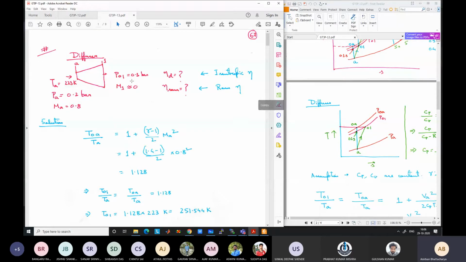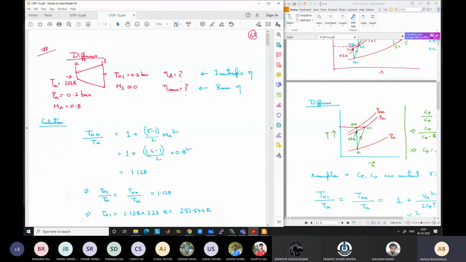So again, do not confuse between these points. Where is the point 0A and where is the point 01 in this physical diagram? At A and at 1 only, sir. Yes, it is the same point.